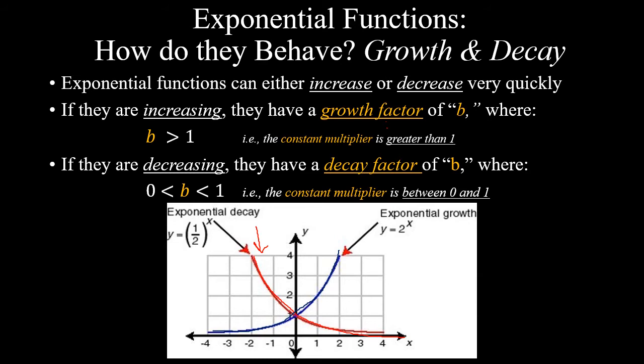If our exponential function is decreasing, then we say they have a decay factor of b. So now we're no longer dealing with growth, we're dealing with decay. So where b is between 0 and 1, meaning that the constant multiplier is between 0 and 1. So if we look at our function in red over here on this graph, our b is 1/2. 1/2 is between 0 and 1. So we are dealing with decay, and you can clearly see that that exponential function is decreasing, right? It starts out big up here, and then it just gets smaller and smaller and smaller very quickly.